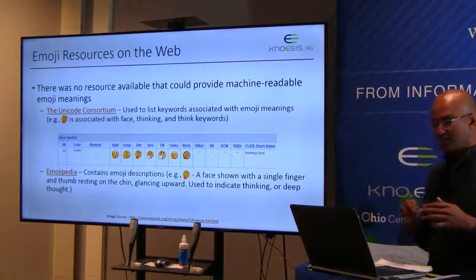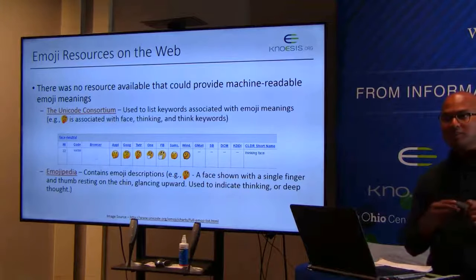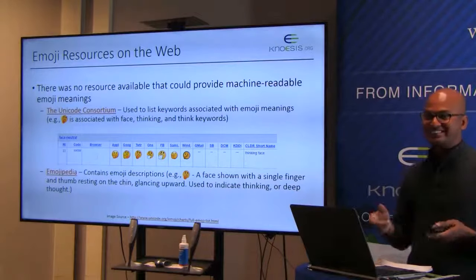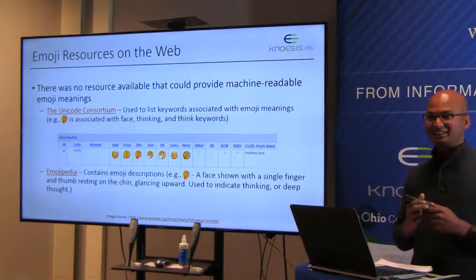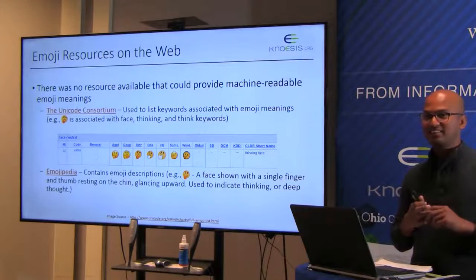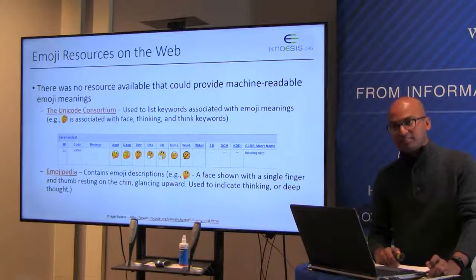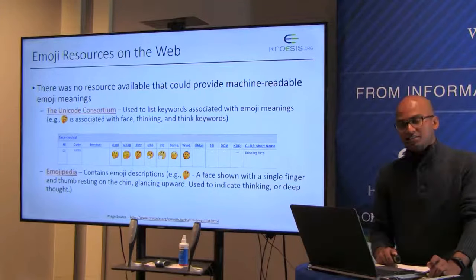Emojipedia is another resource that is very popular. Do you know why they don't list the keywords anymore? I honestly don't know the reason. They recently updated their website, and they took down all the keywords. I think they must be facing some difficulty, and they would need a lot of human involvement to keep up with it and also get consensus.